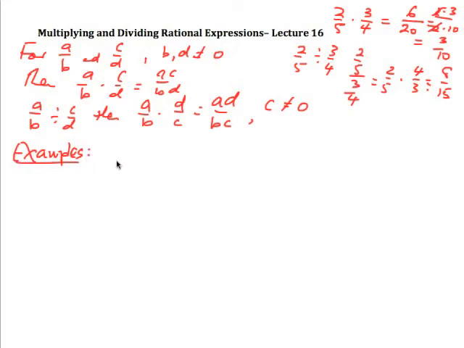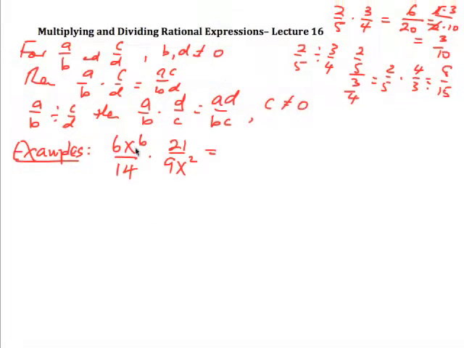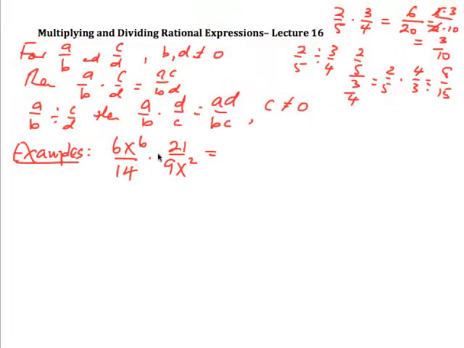Alright, so let's suppose that we want to do 6x to the 6 over 14 by 21 over 9x squared, say. So this would become, alright, we multiply these all through. Now, to keep track of what numbers we are able to cancel out in the top and the bottom, we break up the numbers into their factors.